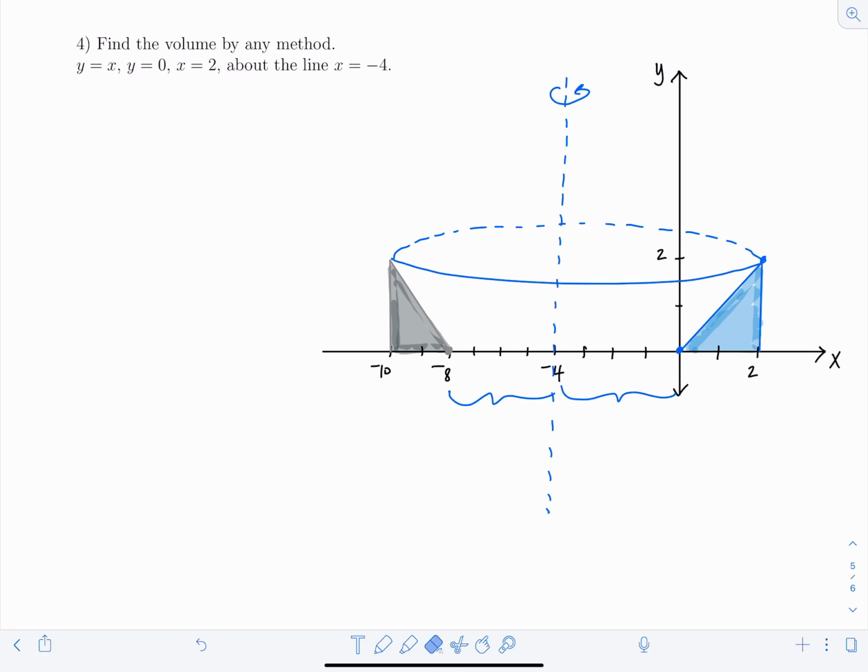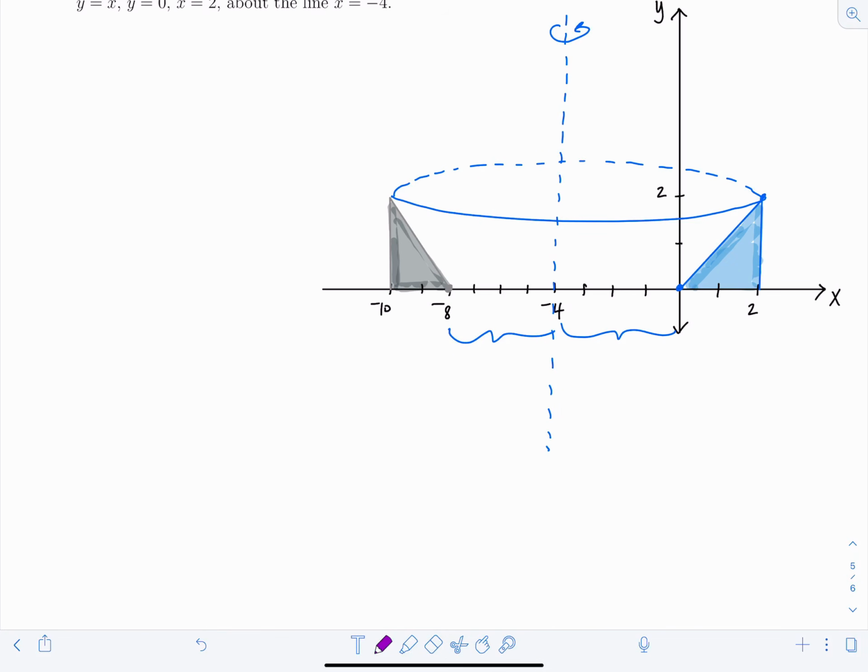Okay. So you could set up whichever way you want, but let's see if the shell method would work so we can get some more practice and observe the fact that it's a pretty nice setup in this case. So if I were to peel parallel to the axis of revolution, I would have to integrate with respect to x, right? Those peels would happen in the x direction. And here's a typical cylindrical shell. Doesn't look too bad.